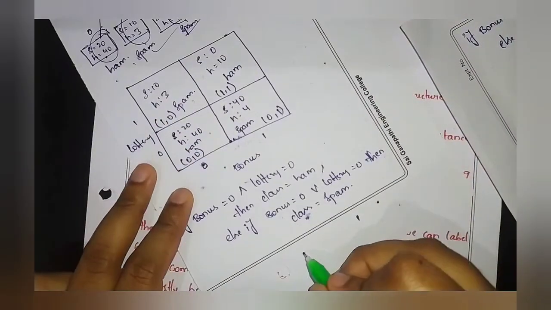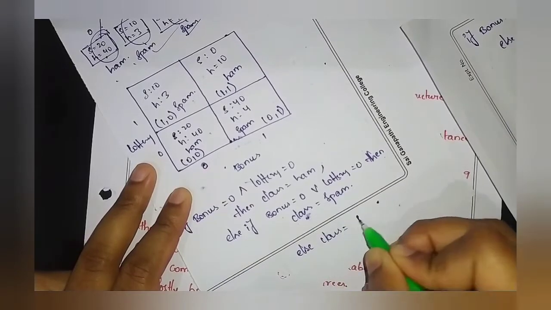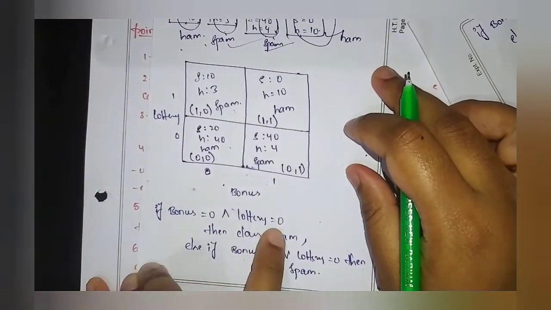Else class equal to ham. Hope you guys are understanding this. The first rule is if bonus equal to 0 and lottery equal to 0, that is the case.